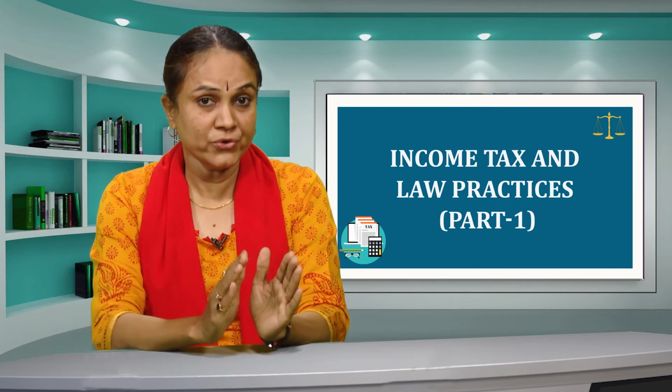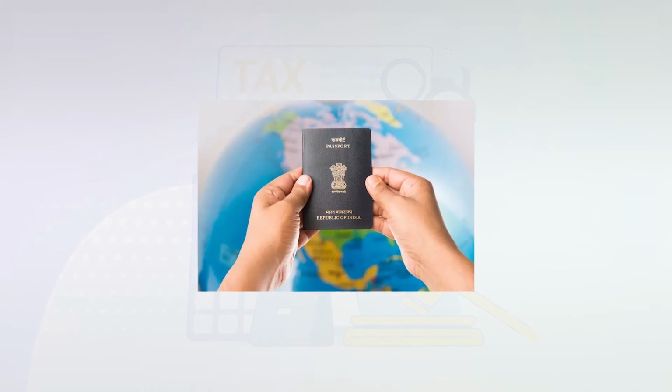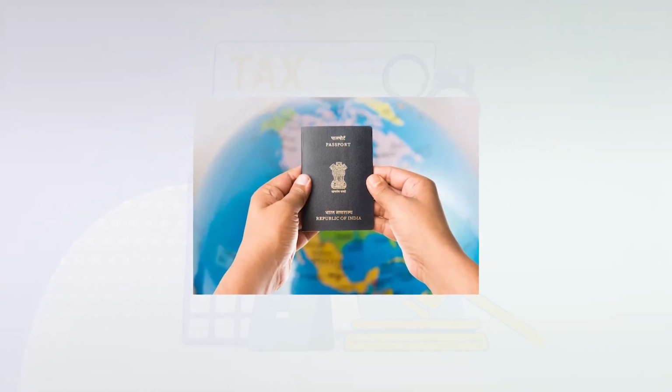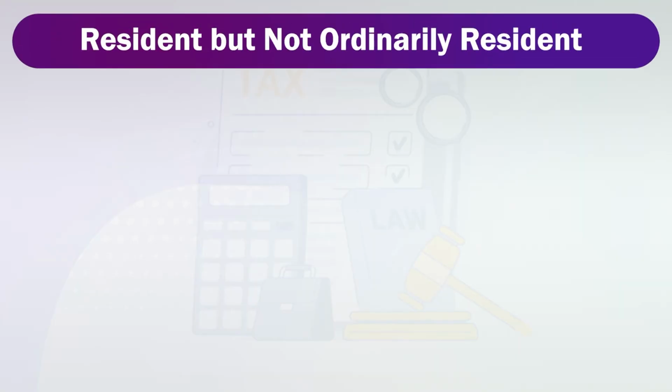In these two cases, an individual will be resident but not ordinarily resident in India only if he is in India during the relevant previous year for at least 182 days in case of number 1 and 120 days in case of number 2. Let's understand this concept of resident but not ordinarily resident with an example.